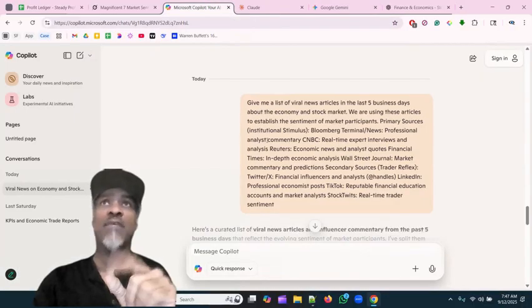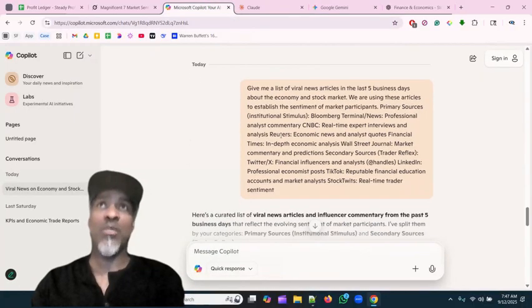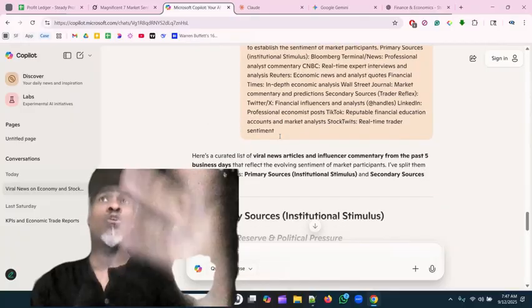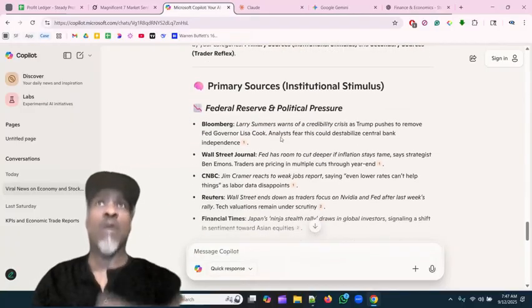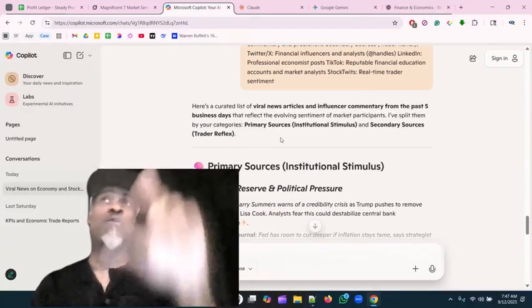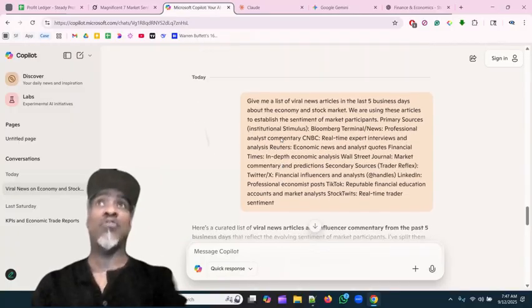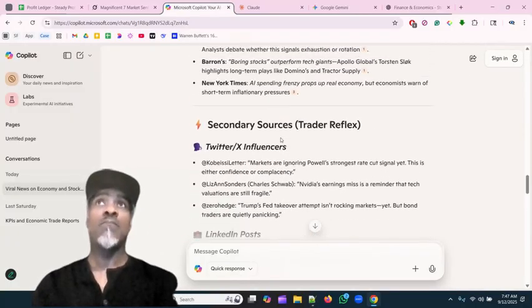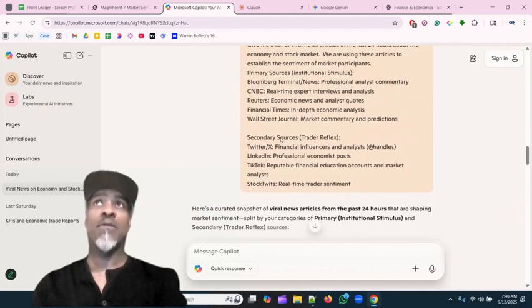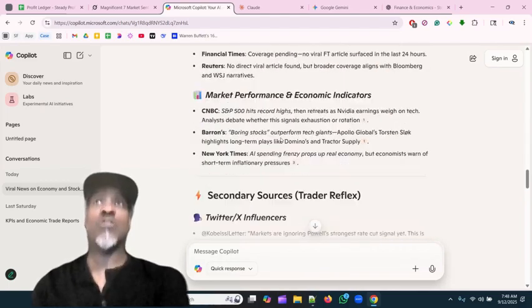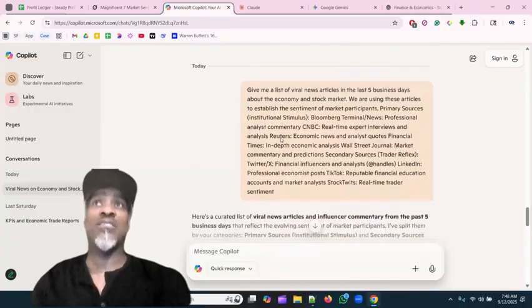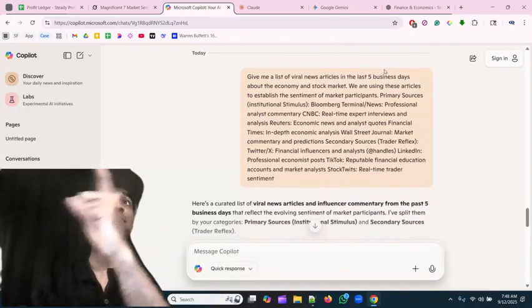I'm using Copilot. You guys have seen me do this last week where I put in the prompt where I want news articles, right? I want to know the news articles. Now, before, if you remember, I did 24 hours last time. But this time I did 5 days. I want to know the sentiment for the whole week, 5 business days.